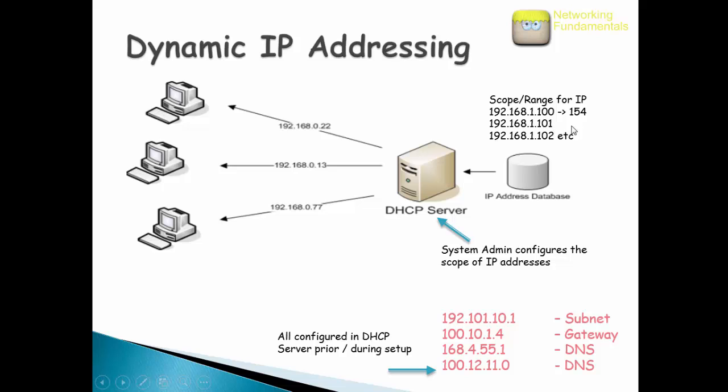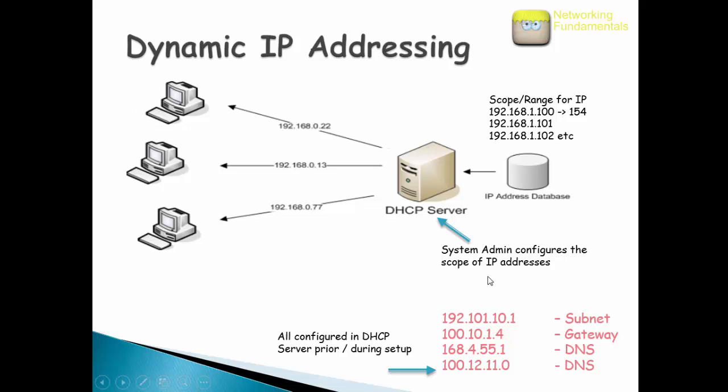So that means it's got 154 IP addresses, so it goes from 101, 102 and so on. That's my range or my scope of IP addresses, and each one of these falls within that. So I can have that many IP addresses on all the computers that are connected, say, to the left hand side of the server.